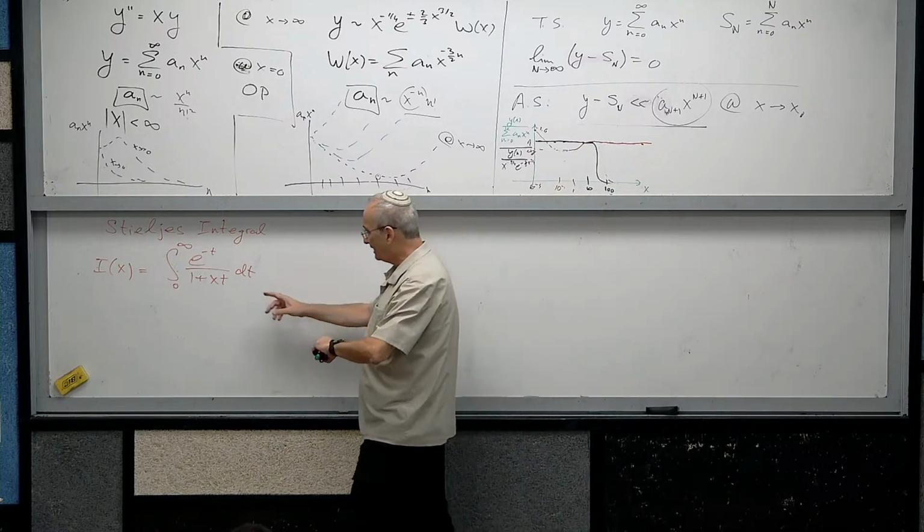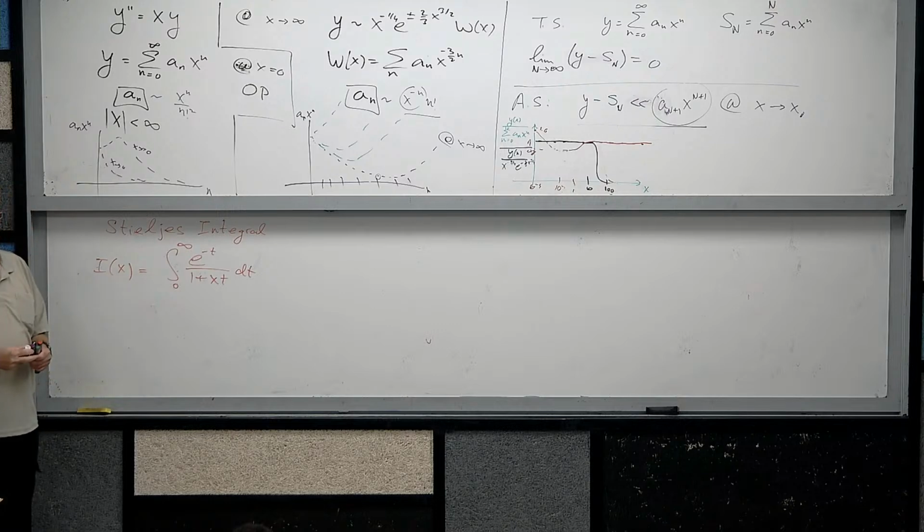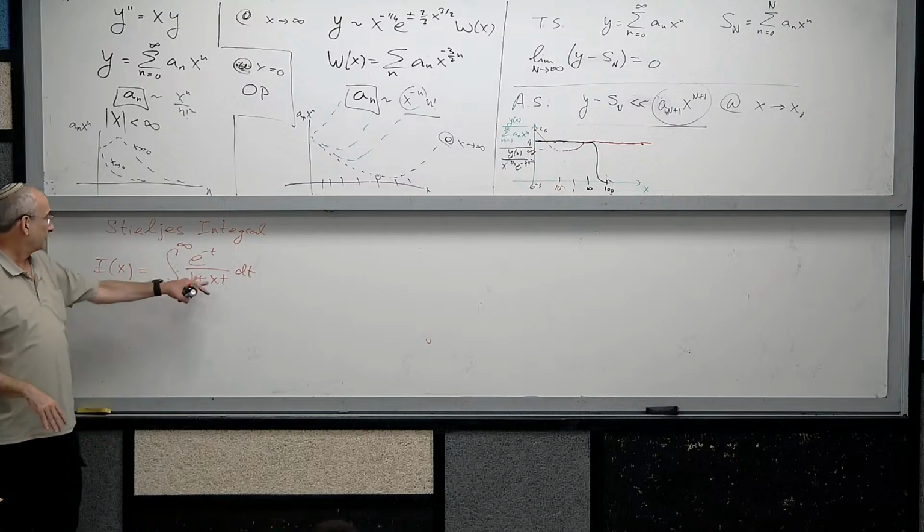So this is still this integral. And what can you say about the analytic properties of this integral as a function of x? Okay, if x is 0, this is a perfectly good convergent integral over e to the minus t. It's 1. If x is positive, then it converges even faster.